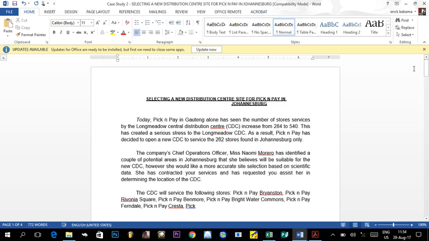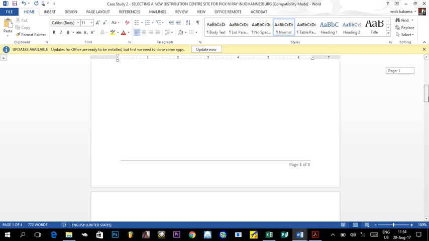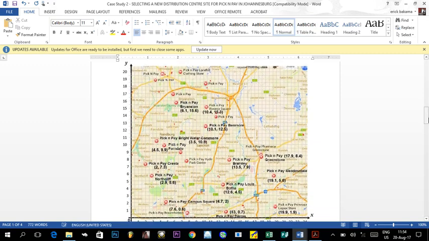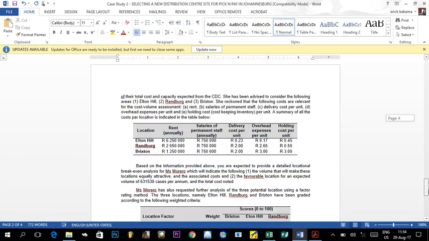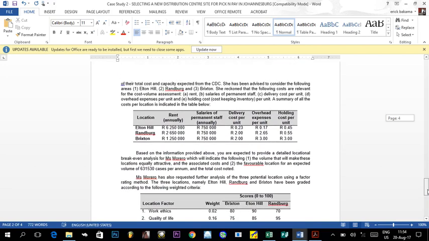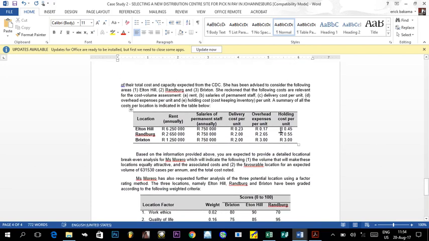This is what is asked in the first part of the question. They also gave us a map of the locations of the supermarkets themselves, so we need to find a distribution center that will accommodate all the facilities. The next part is about identifying the best location based on the factors given here. We have three locations: Illovo, Randburg, and Brixton.